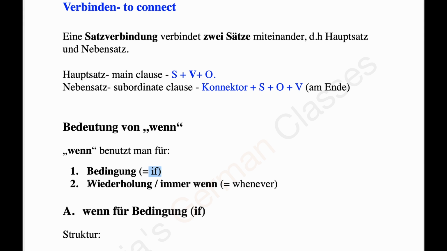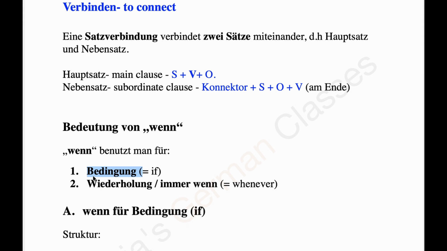Okay. Now coming to the second meaning, that is Wiederholung. Wiederholung means immer, when we are talking about repetition. Okay. Here in this sentence, the meaning of wenn will be whenever. For example, whenever I go to Germany, I buy chocolates. Okay. So here in this sentence, wenn is used to show the repetitive task, right? So whenever I go to Germany, it's like always, right? Immer wenn, so always. Okay, whenever I go. So for the repetition we use wenn, and second is for showing the conditional sentences.